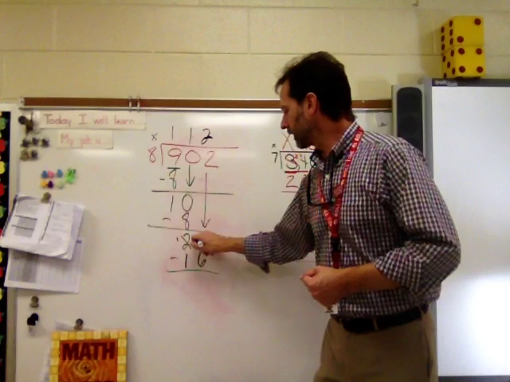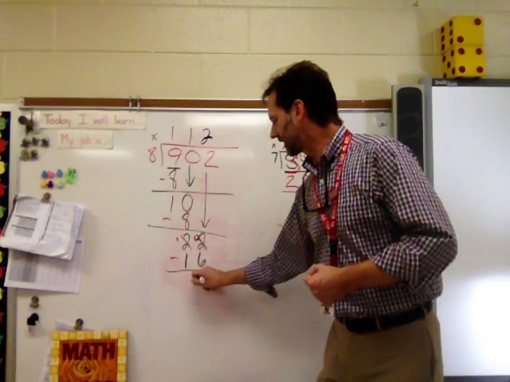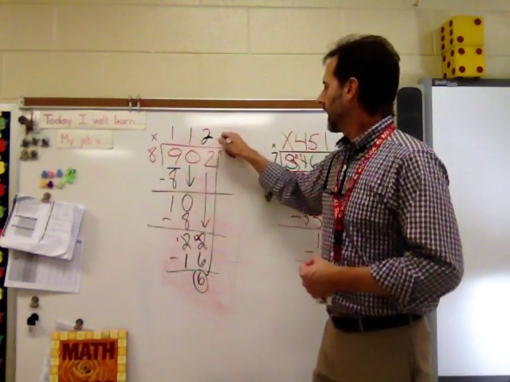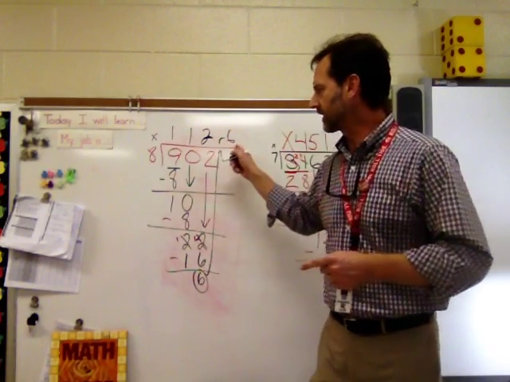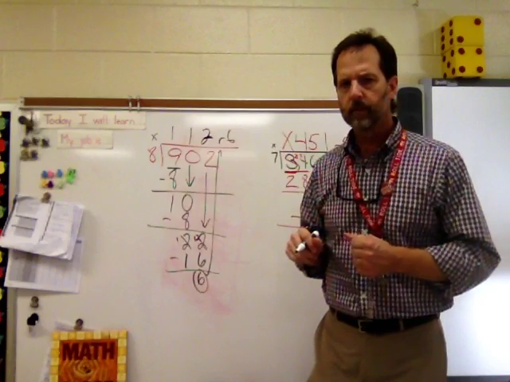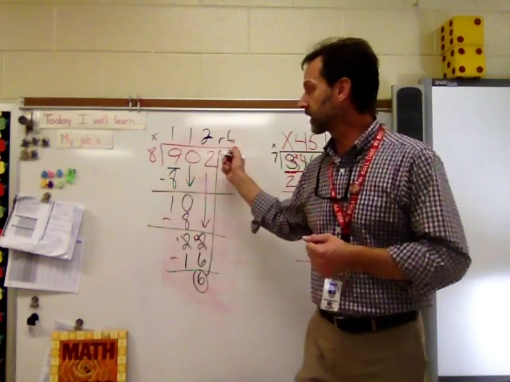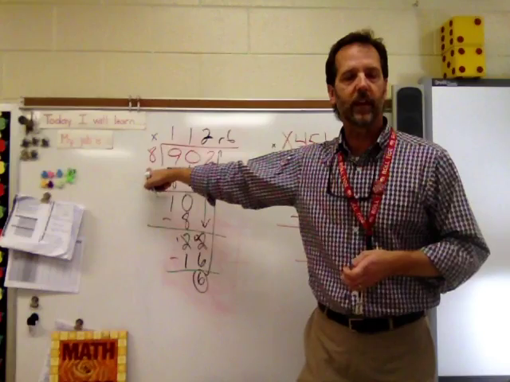I want to subtract now and finish my problem. I have a 1 here and a 12 here. 12 minus 6 is 6. And I have 112 with a remainder of 6. Now, is 6 a good remainder for this problem? Is it? It is, because it's less than my divisor of 8.